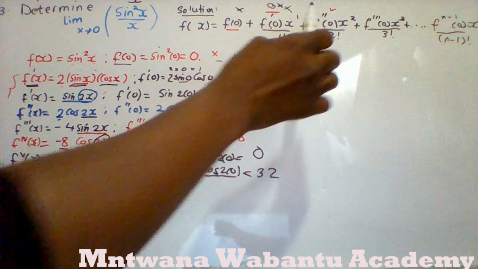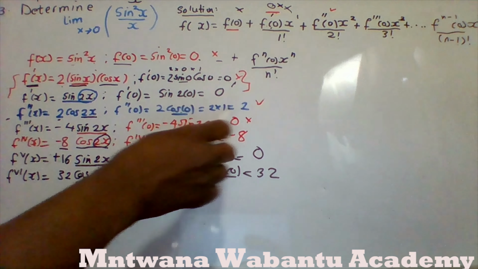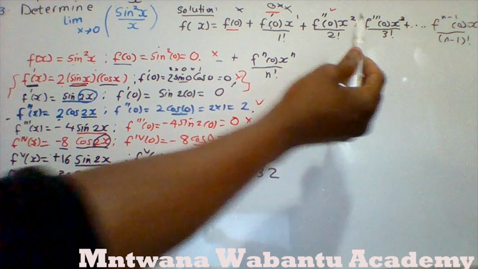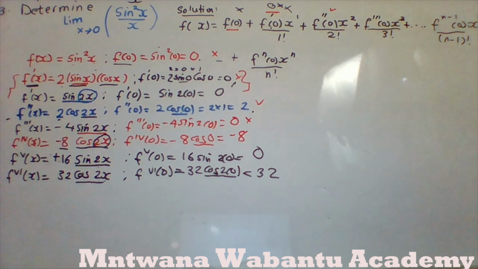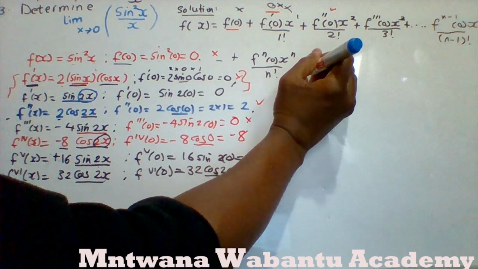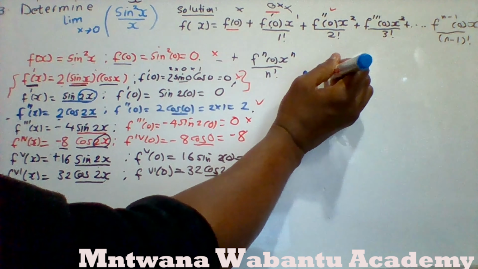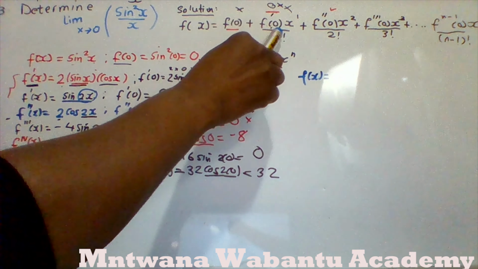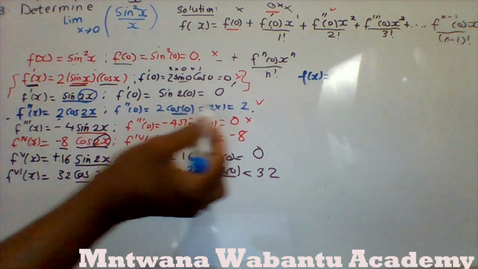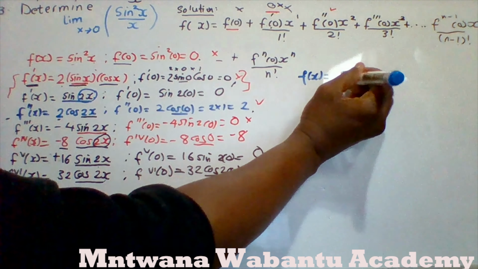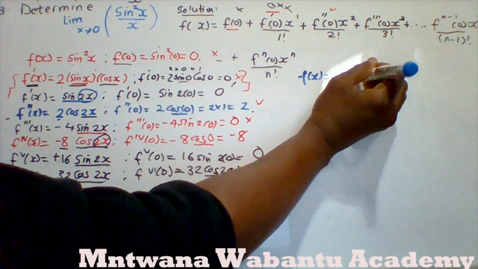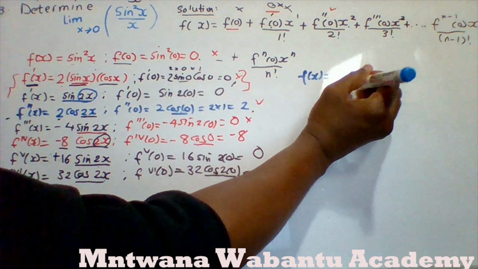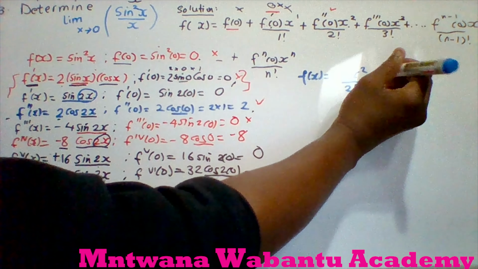Now comes the second derivative. The second derivative will give me 2. Yes, of course, this 2 I'll take it. So f of x that I'm looking for equals 0, 0, then the second derivative equal to 2. So I'll say 2, this second derivative, and then we have x squared over 2 factorial, and then we have a plus.